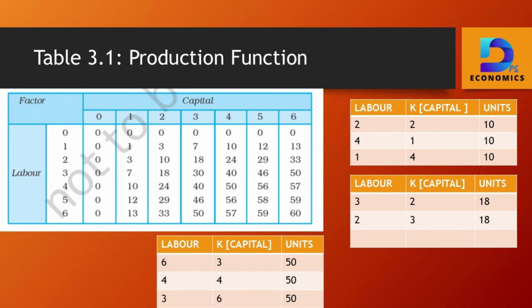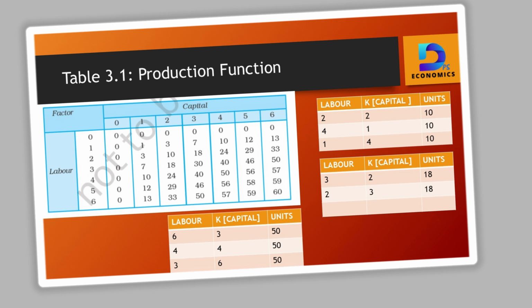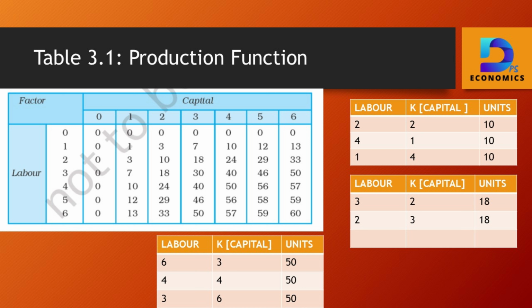Look at this table. In this table, a numerical example of a production function is given, Table 3.1. The left column shows the amount of labor and the top row shows the amount of capital. As we move to the right along any row, capital increases, and as we move down along any column, labor increases. For different values of the two factors, the table shows the corresponding output levels.